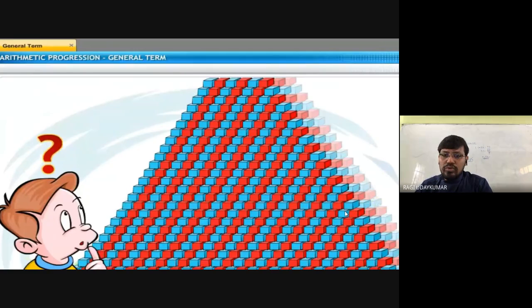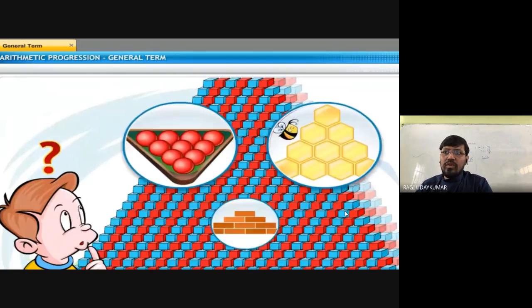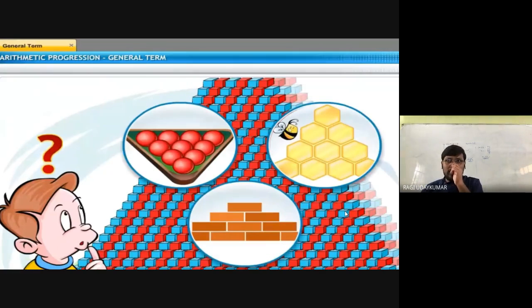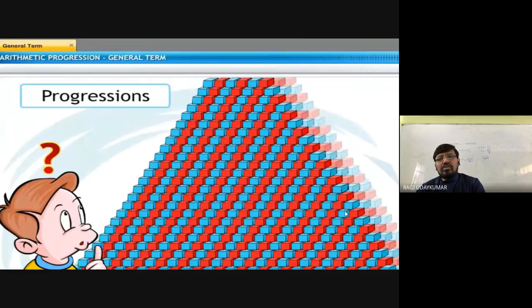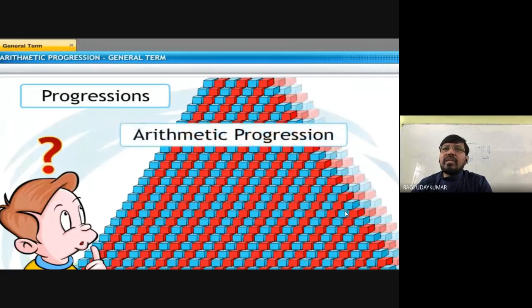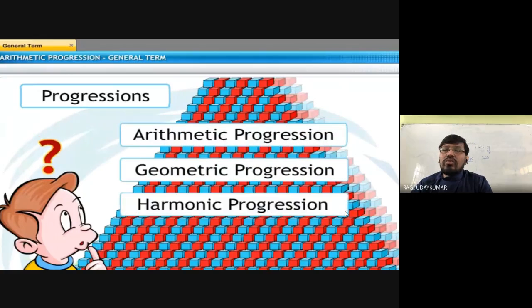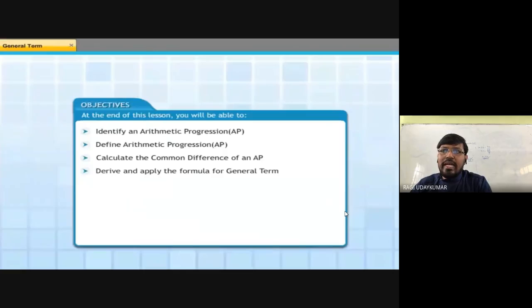To find these types of problems, we use progressions like this. So many different situations are there, so many patterns you will see. To solve these types of problems in your daily life, arithmetic progression is used. You are going to have arithmetic progression, geometric progression, and harmonic progression. But you are going to learn here in your 10th class only arithmetic progression. Geometric progression you'll learn in 11th class.